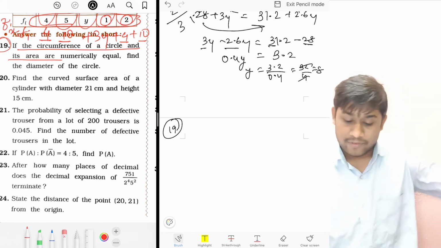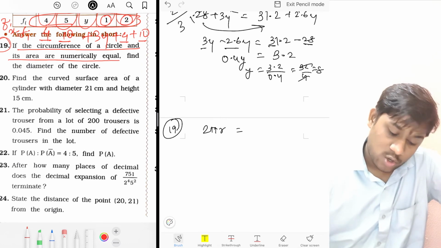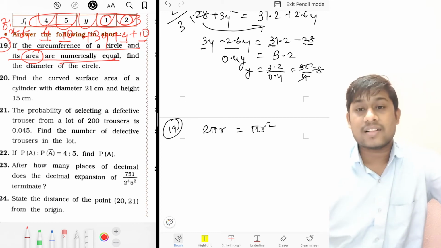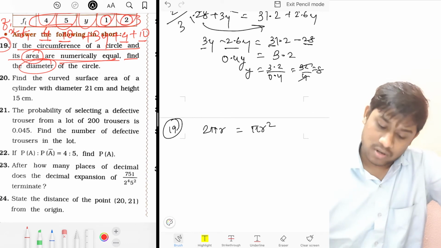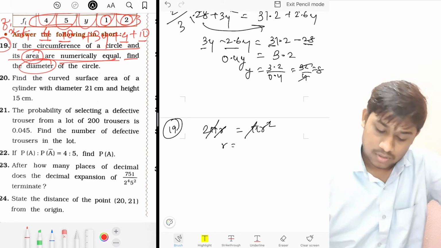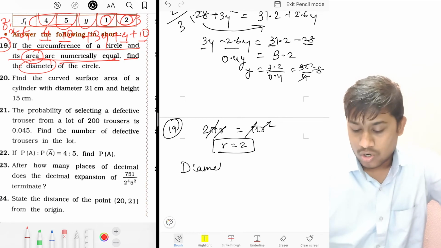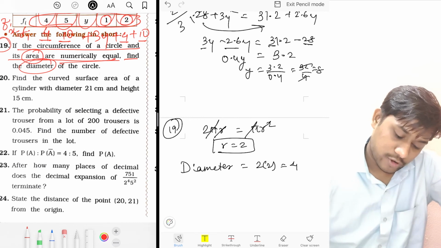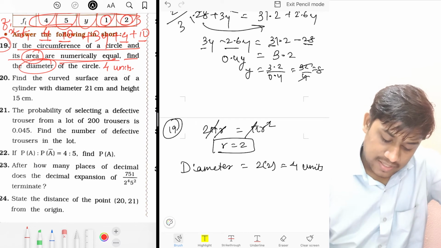If the circumference of a circle and its area are numerically equal, the circumference of a circle is 2 pi r, which is equal to the area numerically, it means pi r square. Find the diameter. Diameter in the sense, what they are asking is 2 times r, right? So you see this pi and pi will cancel out, and r and the square will be cancelled out, so r will be equal to 2. So what they are asking? Diameter. So diameter will be equal to 2 times 2, which is 4 units. So your answer is 4 units.